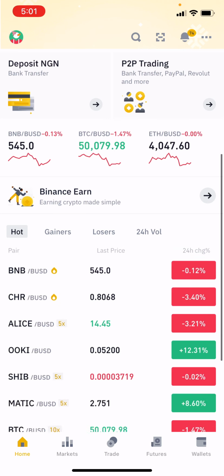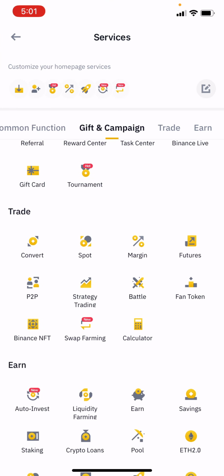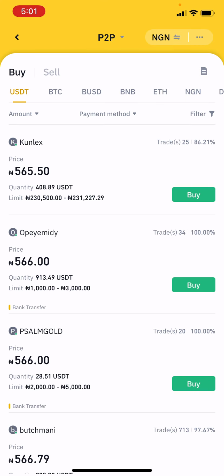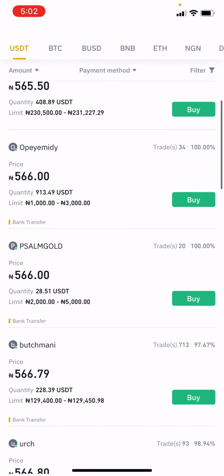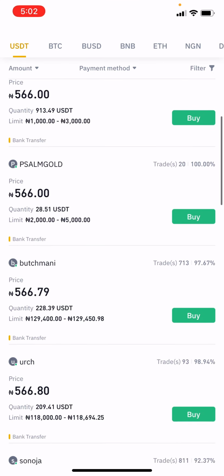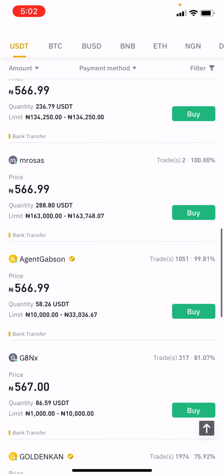So we just come to more. You look for P2P. This is P2P. Under convert, you click on P2P. So we are buying USDT. You check the lower one you want to buy. You might want to buy for $28, you might want to buy for $209.